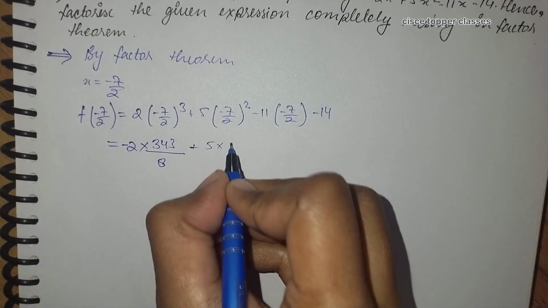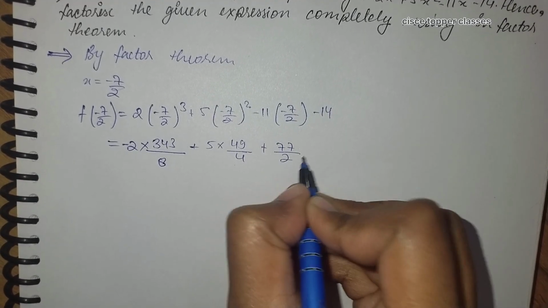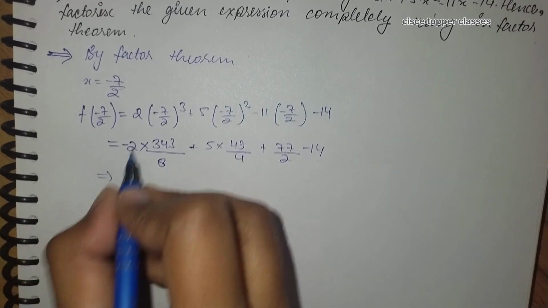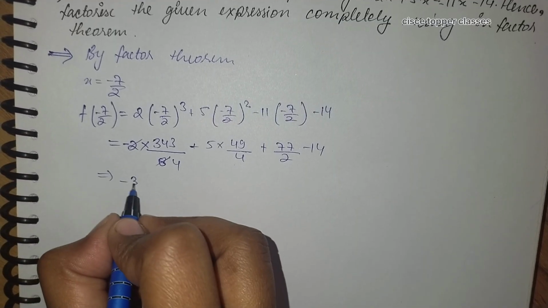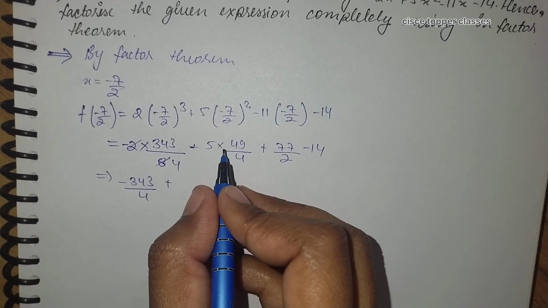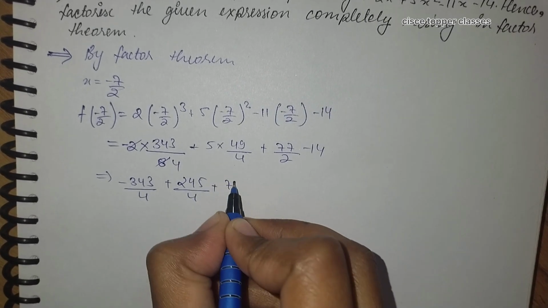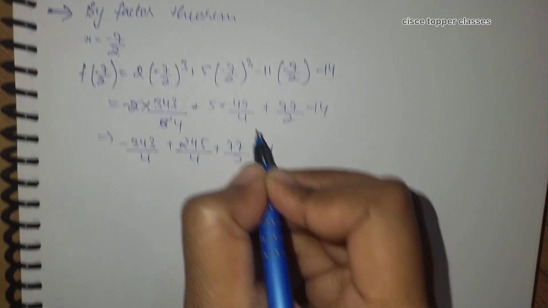Now 5 into 49 by 4 plus 77 by 2 minus 14. So that will become minus 343 by 4 plus 5 into 49, which is 245 by 4, plus 77 by 2 minus 14.